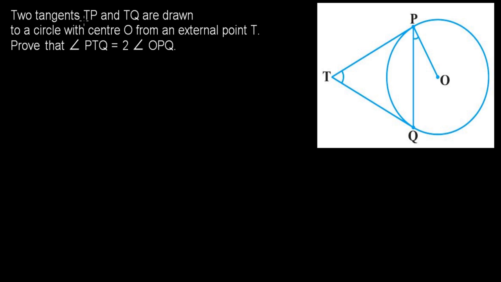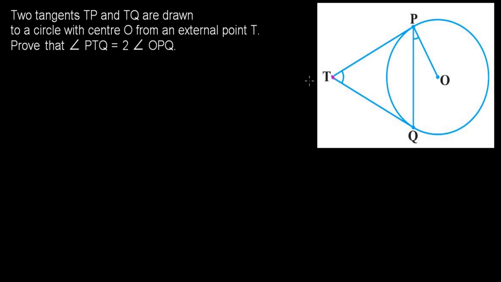The two tangents TP and TQ are drawn to a circle with center O from an external point T. Okay, so we have here external point T. All right, this is our external point T. From this external point T, we are drawing two tangents TP and TQ to a circle whose center is O.